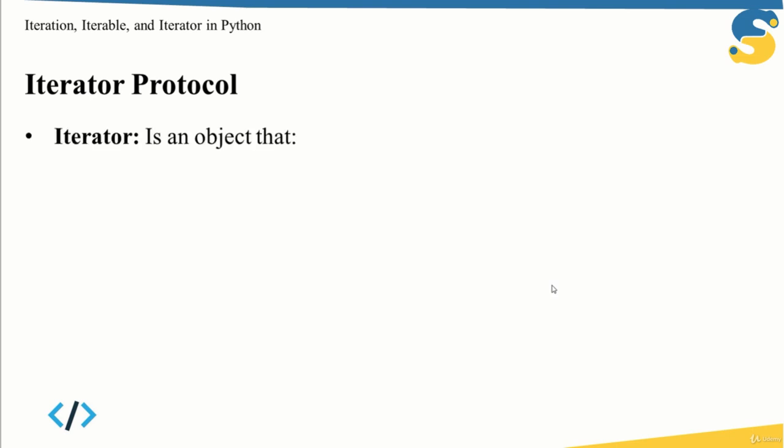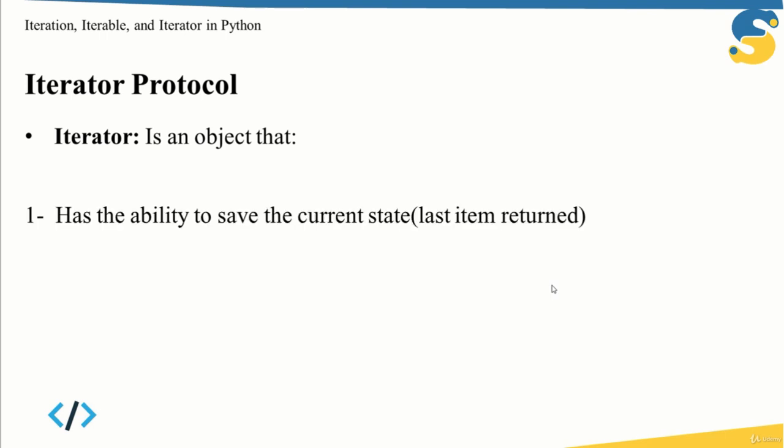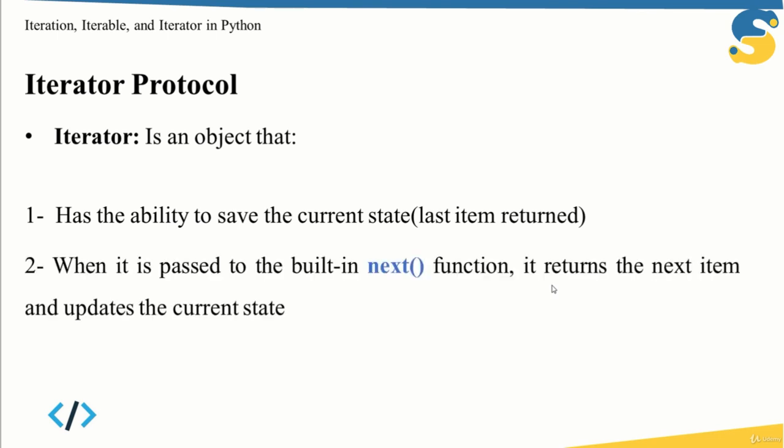So, if you remember, we say an iterator is an object that supports the iterator protocol. In other words, this object, number one, has the ability to save the current state or last returned item. Number two, when it's passed to the built-in next function, it returns the next item and updates the current state. So to summarize, an iterator is able to save its current state. Each time I use the next function, it will give me the next item and it will update its current state. Now let's see an example to understand these concepts thoroughly.